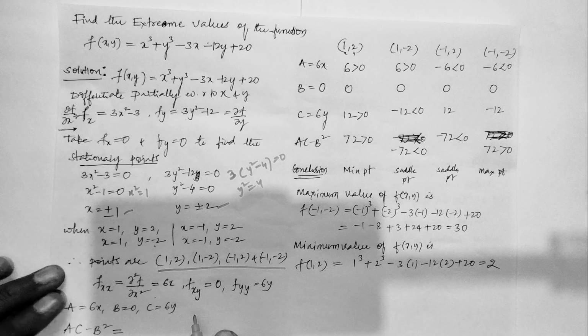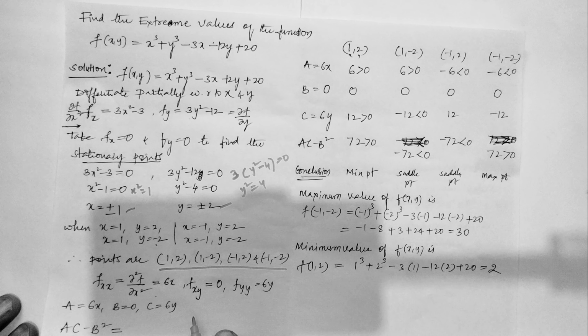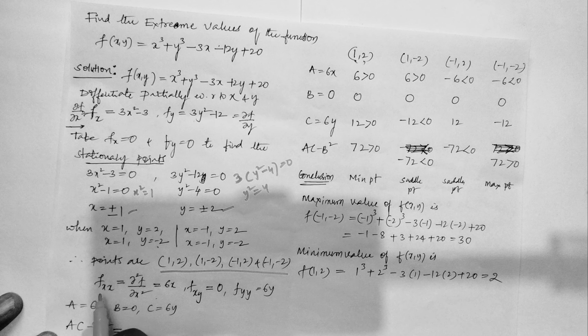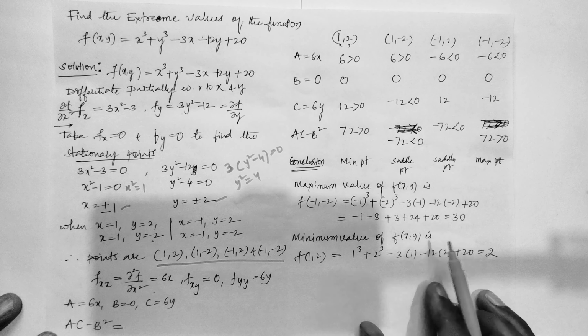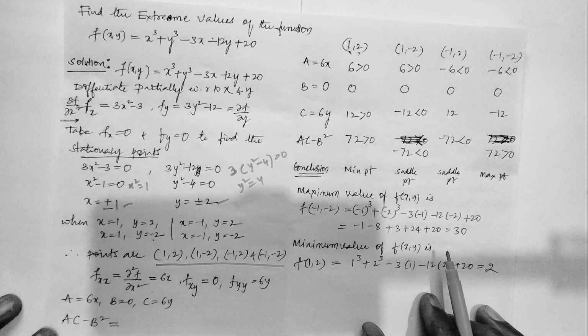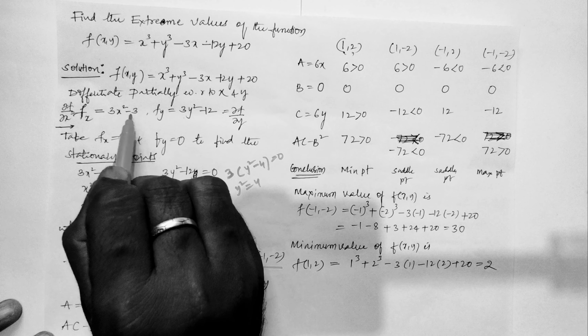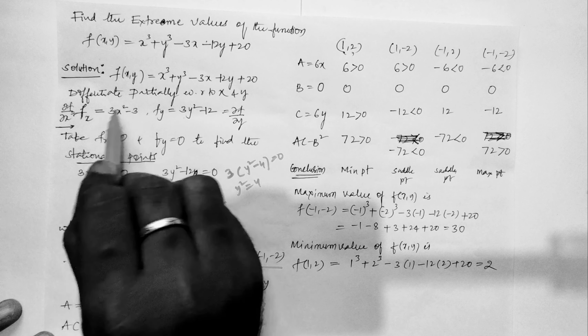Next, let us find out fxx, that is the second derivative of f with respect to x. You have already got fx value. What is fx? 3x square minus 3. You differentiate again, 3x square, you will get 6x.